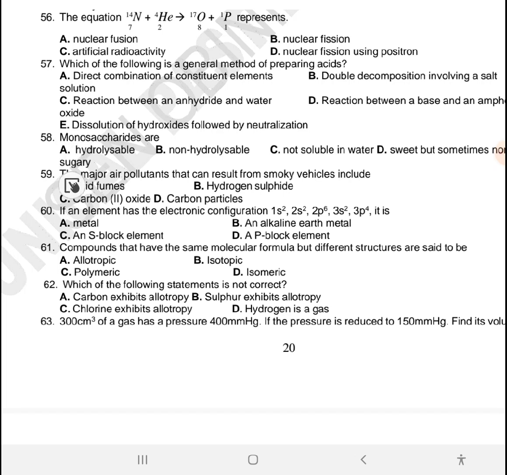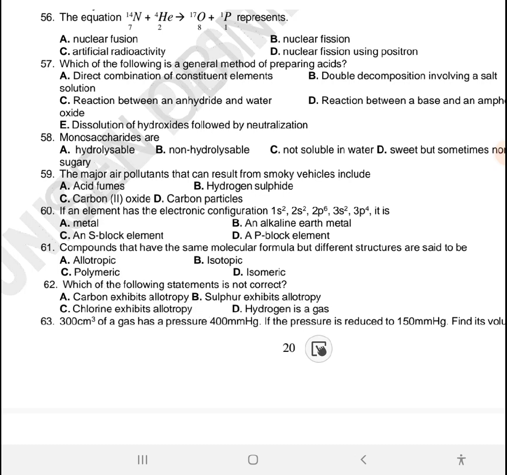60. If an element has the electronic configuration 2, 8, 4, you have 12 plus 4, you have that 16. It is what? 60. It is a p block element. You can see it there, 3p. 61. Compounds that have the same molecular formula but different structural formula are said to be isomeric. They have the same molecular formula but different structural formula. 61 is D.